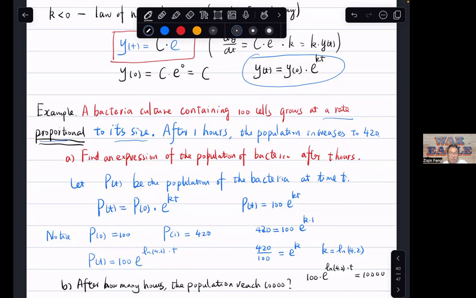And you divide by the natural log of 4.2, right? So t here should equal natural log of 100 over natural log of 4.2, right? You can round it to the next integer. So we get approximately how many hours if we want to get 10,000 cells of this material.